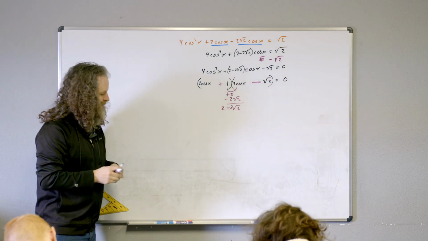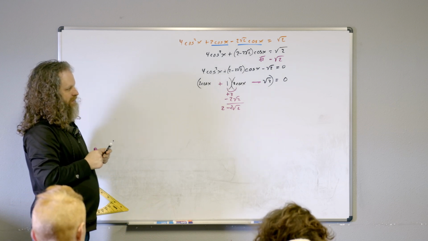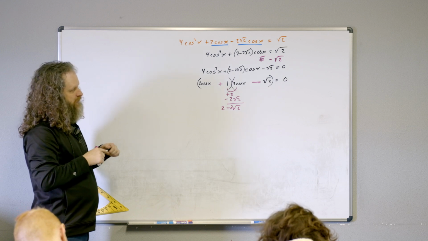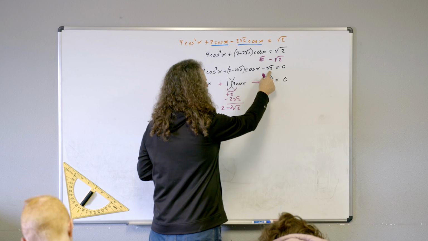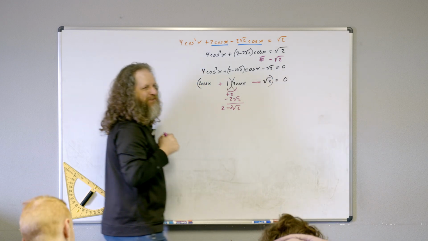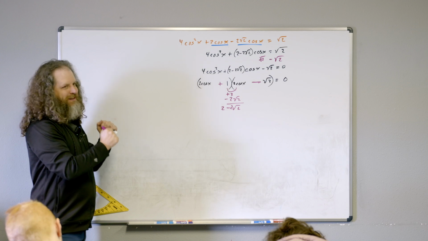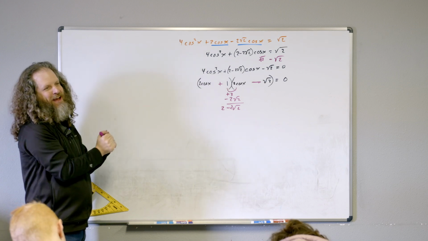So we have 2 cosine x plus 1 and 2 cosine x minus square root of 2. And just ponder for half a second what plugging these into the quadratic formula would have done to our life. And bask in the fact that this was way easier to understand than that.